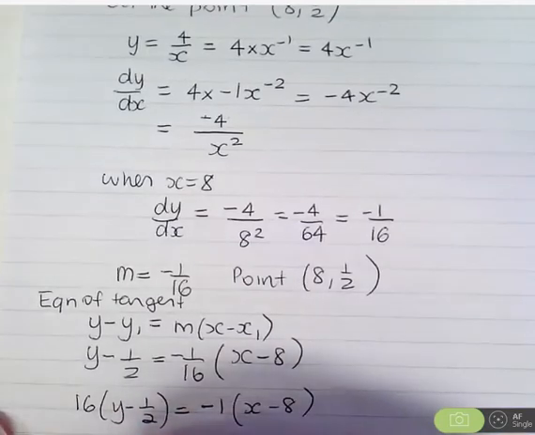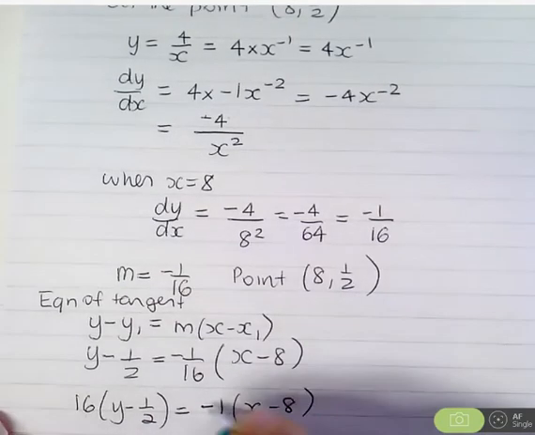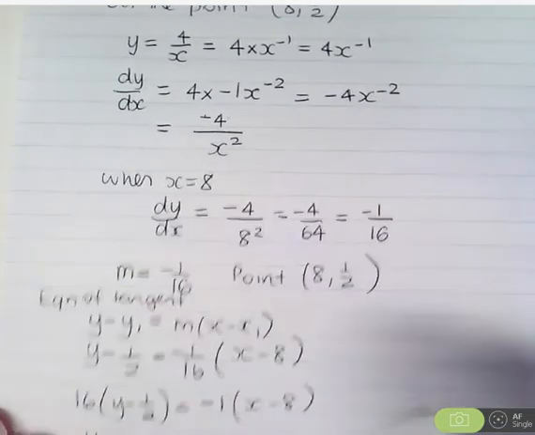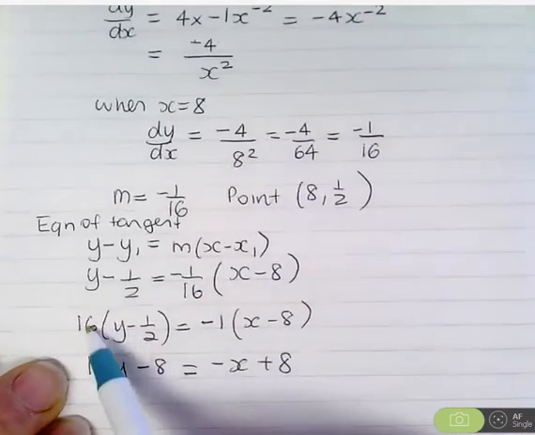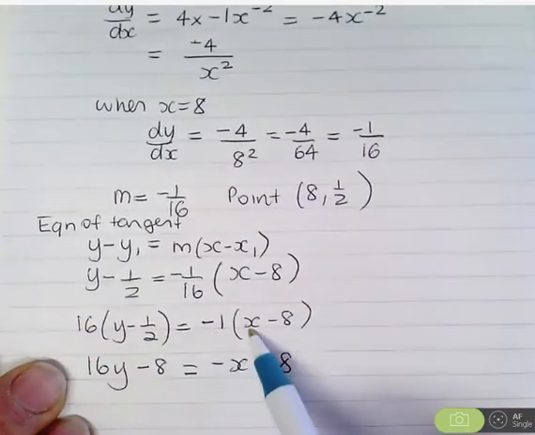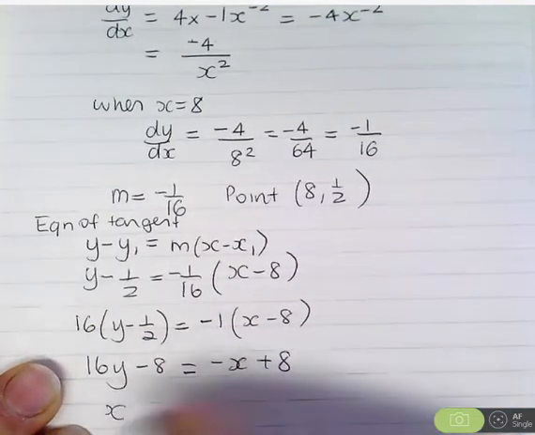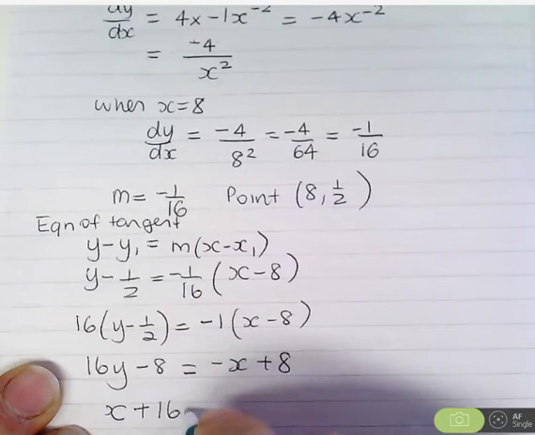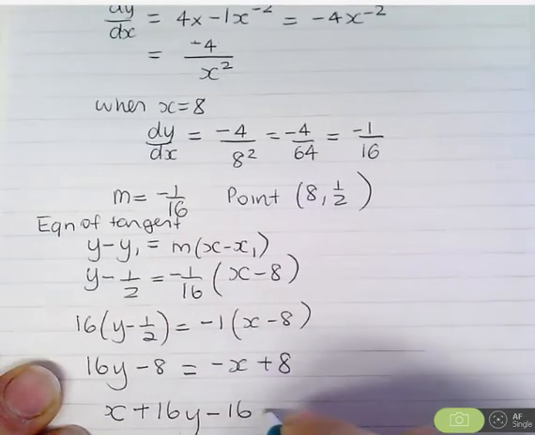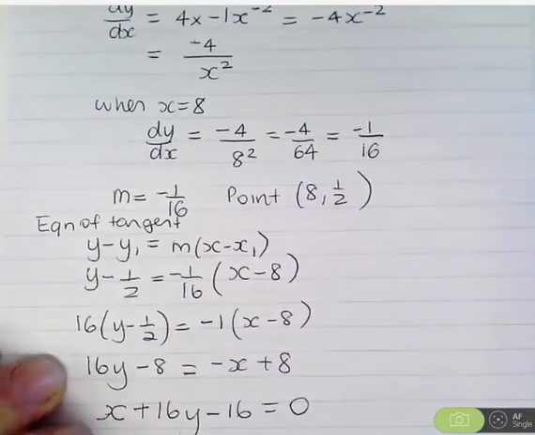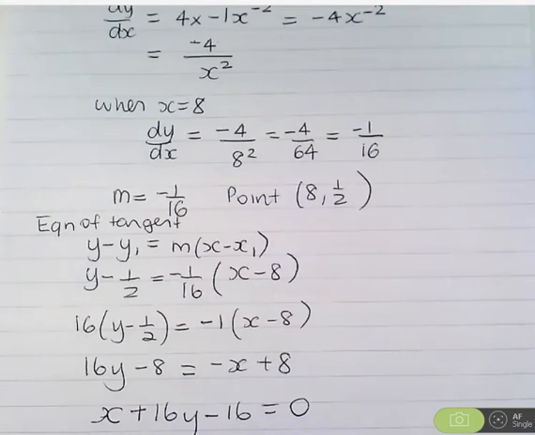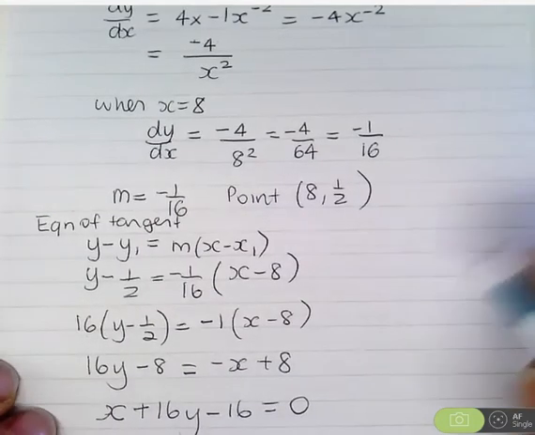So expanding this, we get 16y minus 16 times a half, which is minus 8, equals, and expanding this, we get negative x plus 8. So we go 16y minus 8 equals negative 1x plus 8. Writing it in general form, we need the x to be positive. We get x plus 16y minus 16 equals 0. So therefore this is the equation of the tangent.